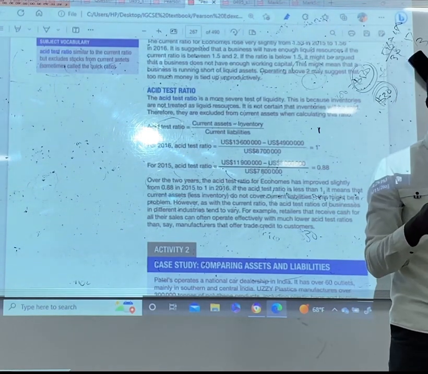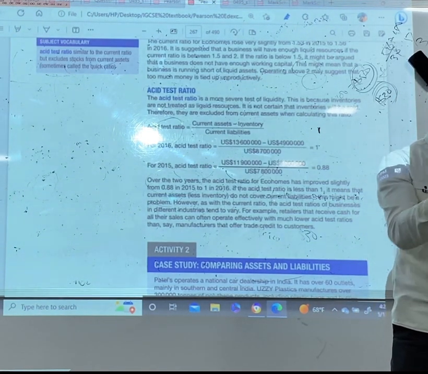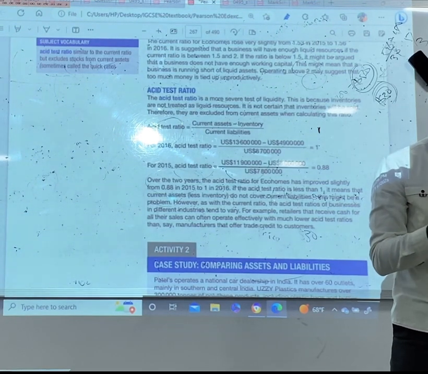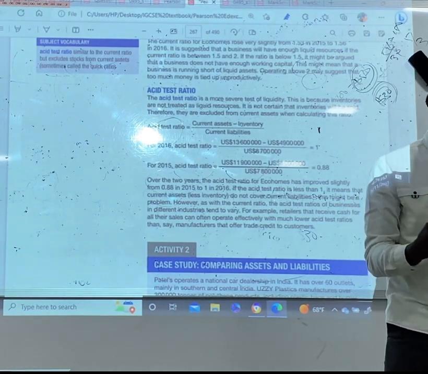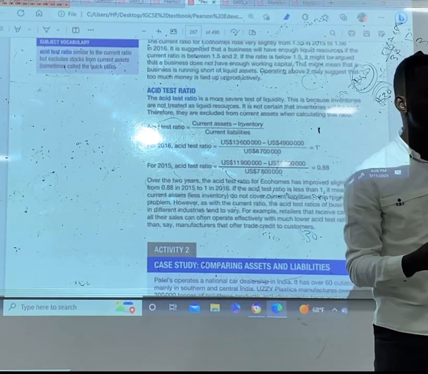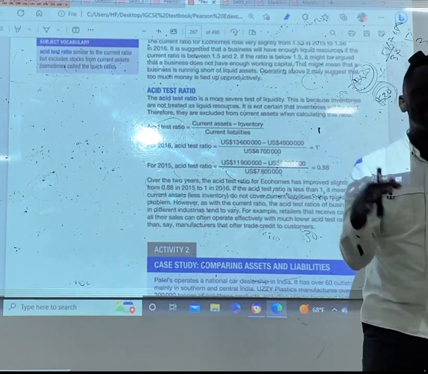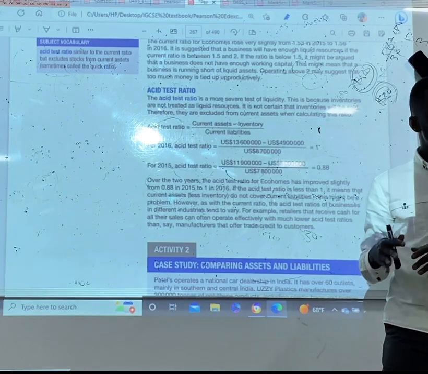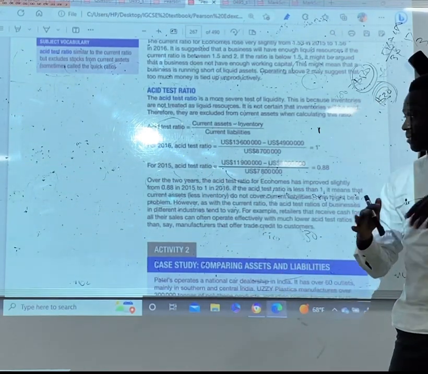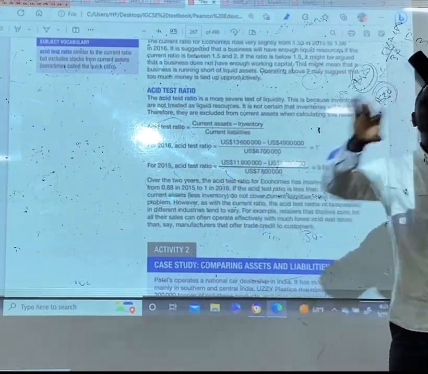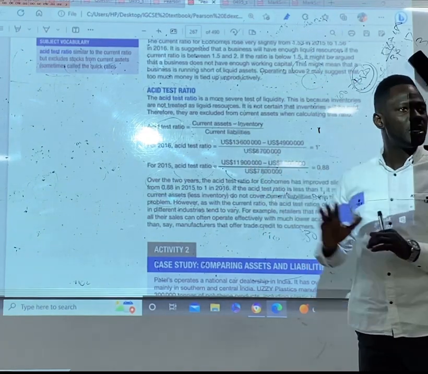The stocks are still there. You might not sell them at present. You might not sell them even in the immediate time. So that's why you are taking it away, to know the funds that are available for your business. So the formula is current assets minus your inventory, divided by current liabilities.